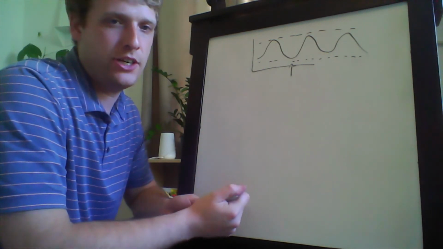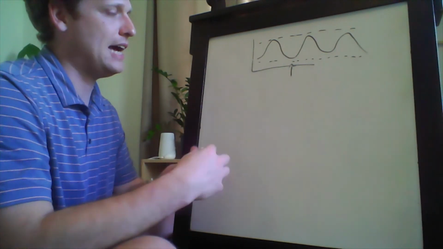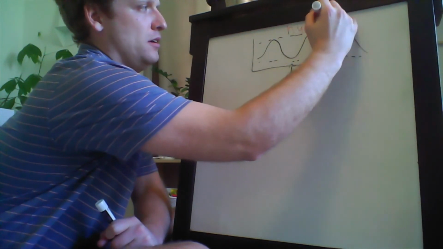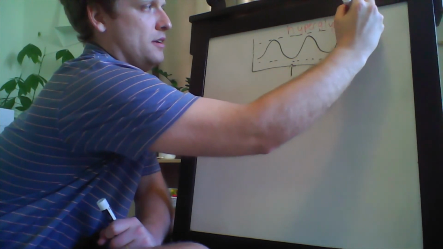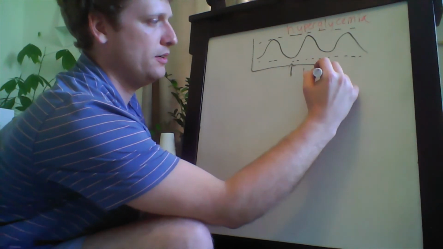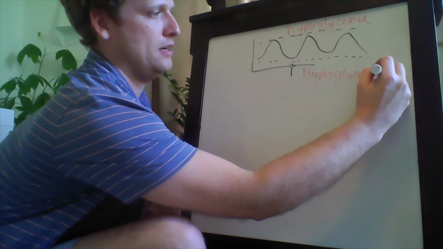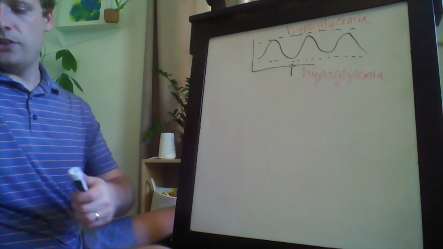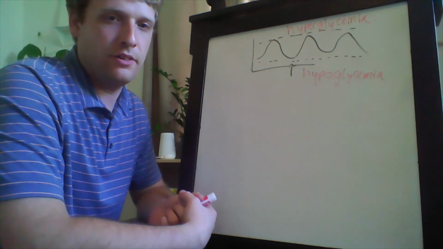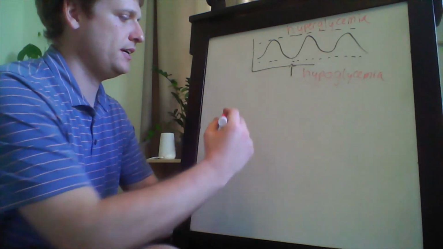But there are certain conditions where blood glucose will fall outside of that normal range, whether it's higher, which would be hyperglycemia, or lower than normal, which would be hypoglycemia. You're probably already thinking about a disease you've heard of that relates to blood sugar levels. The one that everyone would of course think of is diabetes.